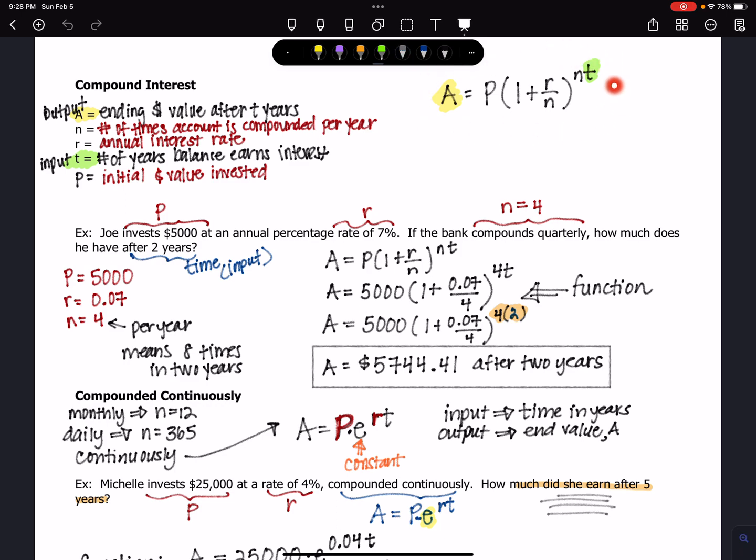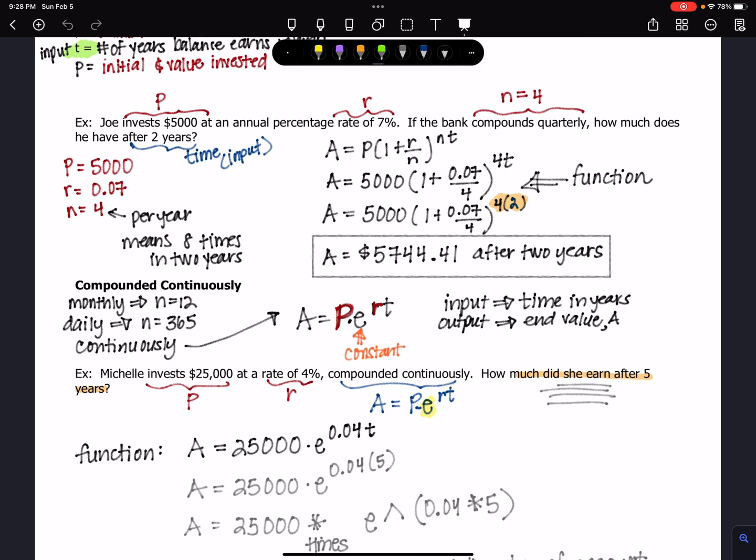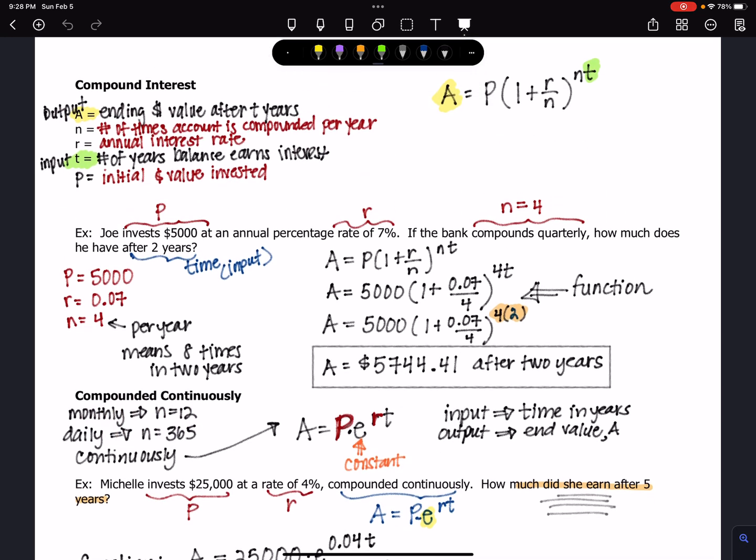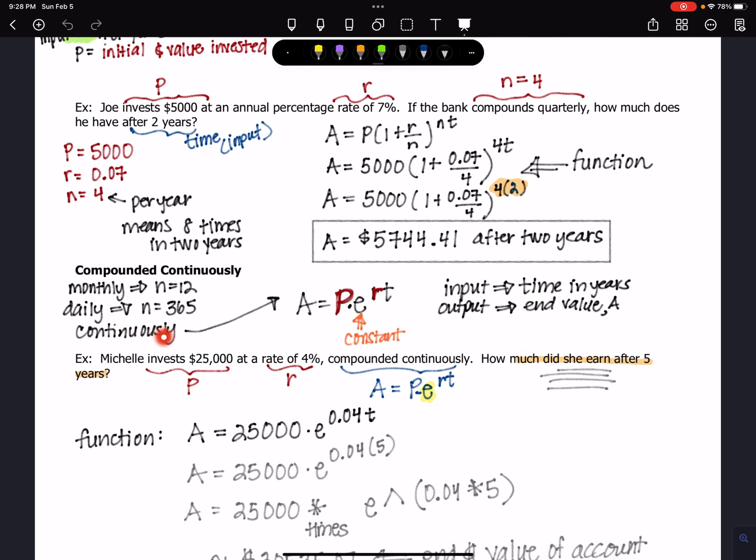We worked with compound interest, A equals P times the quantity 1 plus r over n raised to the nt power. That right there works when you're compounding monthly or daily, quarterly. Not continuously. Continuously is when we have Pert. So monthly, daily, quarterly are typically the types of compounding that we do per year, whereas the continuous is using A equals P times e raised to the rt power.